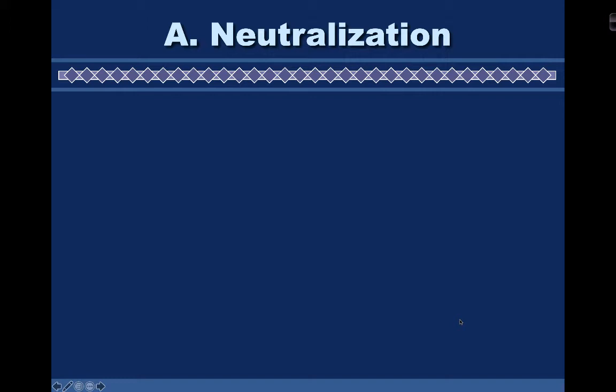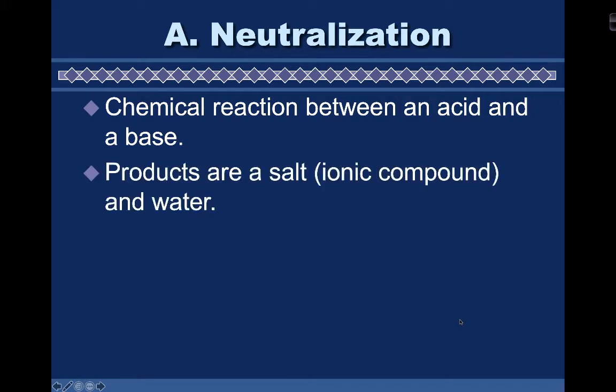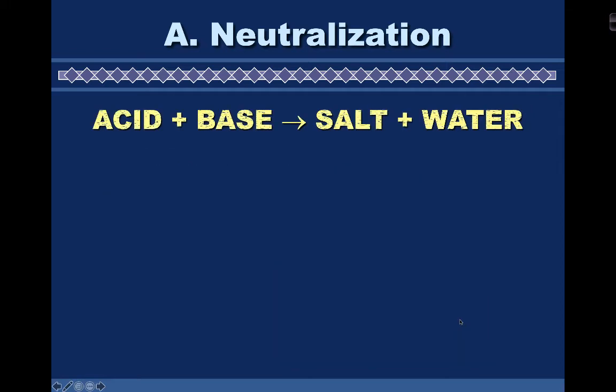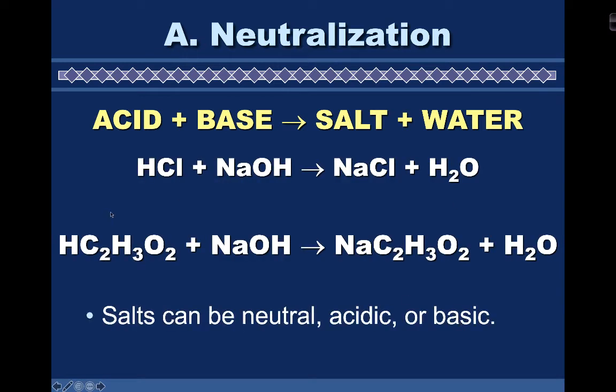So when we talk about neutralization, neutralization is a reaction between an acid and a base. Okay? The products of a reaction between an acid and a base are going to be some salt, a salt being any ionic compound, and water. Now, let's say that we have a strong acid and a strong base reacting. We're going to create a neutral salt, okay? So strong with a strong, we're going to create neutral substances.